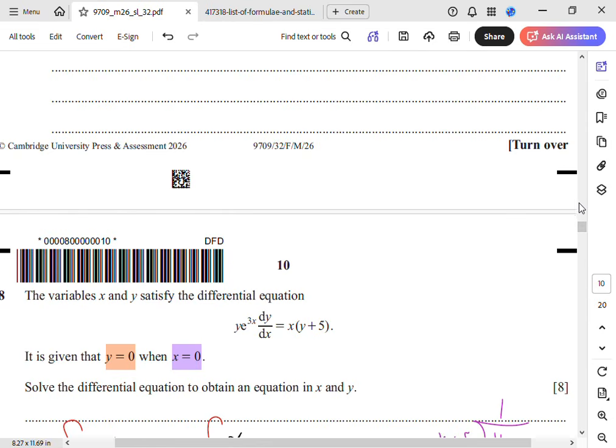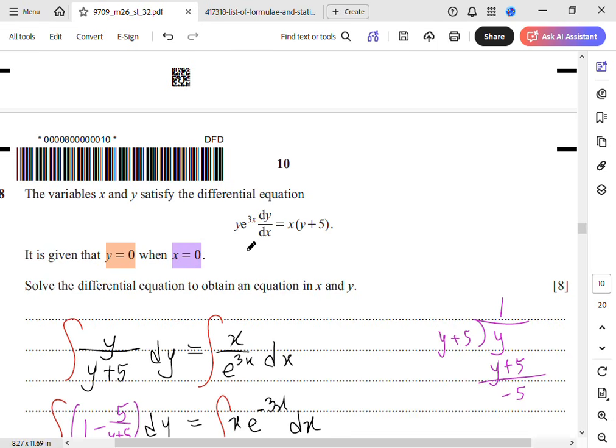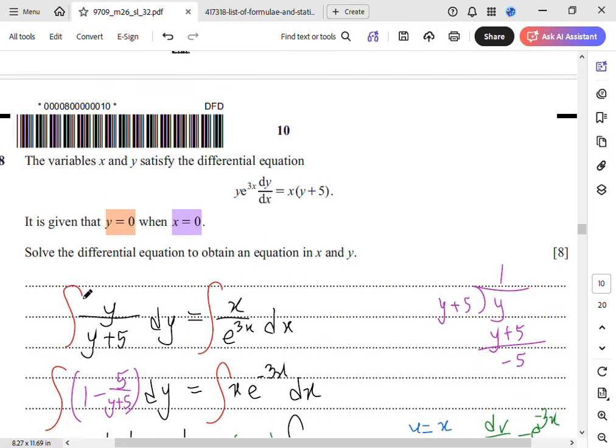I'm going to bring all the terms with y on the left side of the equation, and take the variable x to the right side of the equation. So if I take the y plus 5, I'm going to bring it here. So it's y divided by y plus 5 dy equals x divided by e to the power 3x dx. So this is an improper fraction, right?